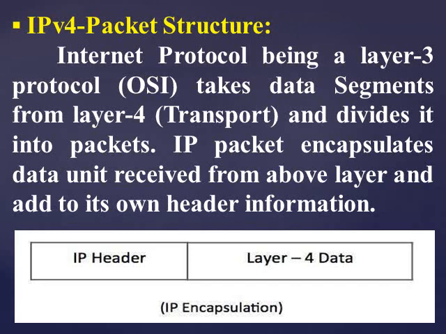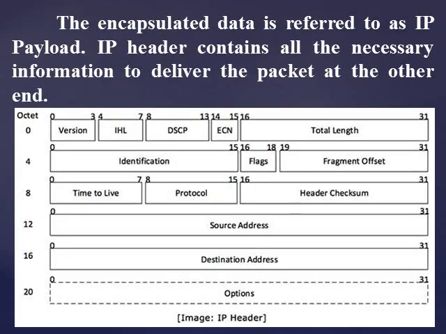It contains the IP header along with the layer 4 data. That data is nothing but the original packet data coming from the transport layer to the network layer, along with this header data. So the IP header plus layer 4 data is the packet structure, which is called IP encapsulation. Now the encapsulated data is referred to as the IP payload. The IP header contains all the necessary information to deliver the packet at the destination node.